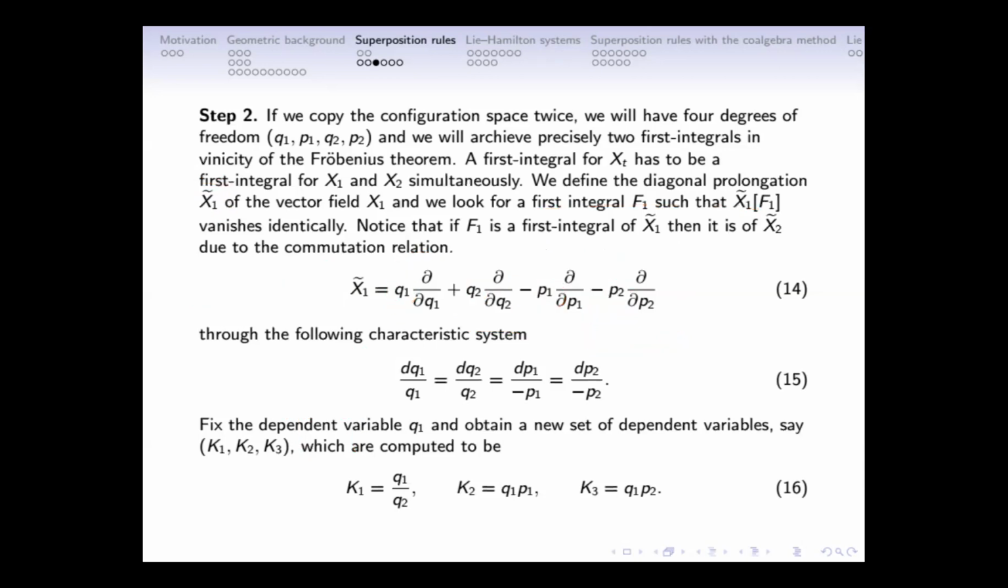So I prolongate the vector field, as I said, and I take the following characteristic system, which is the associated characteristic system, and I just make one of the variables fixed. I'm going to fix this one and integrate all of them with this one. So I get 3 new variables, which are Q1, Q2, and Q3, K1, K2, and K3.